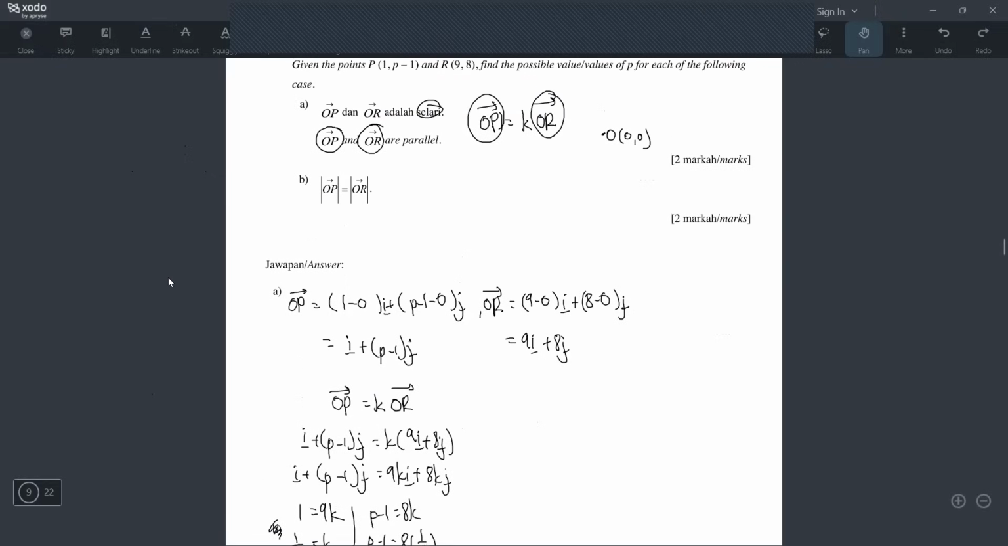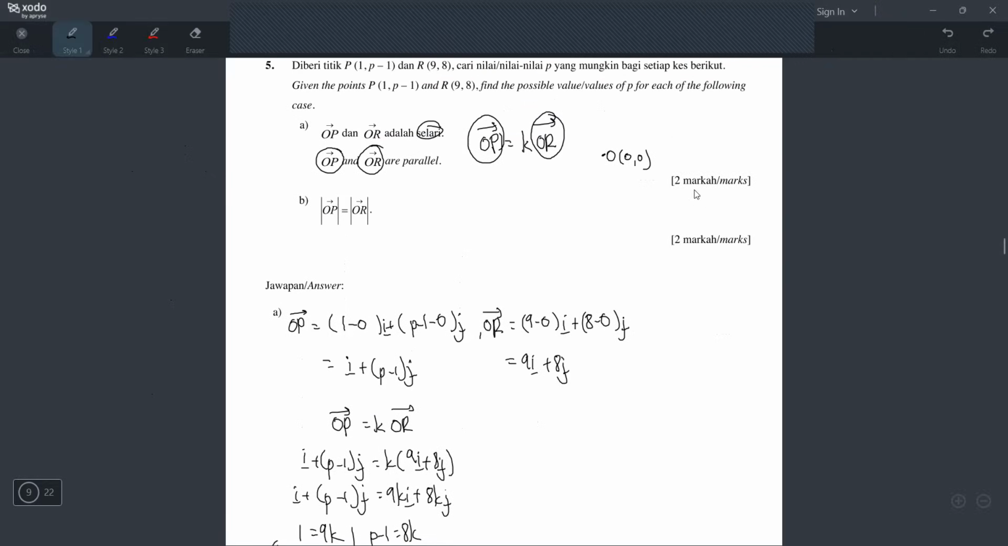But I want to show you a faster way to do this. Because I look at the marks, there's only 2 marks. So there's actually a shortcut to do this. Since we have vector OP and vector OR, and they are parallel, only if they're parallel, you can do it like this. So what you can do is, you can straight away equate the coefficient of I with the coefficient of I, and the coefficient of J with the coefficient of J. So this is the shortcut method, the other method for this question.